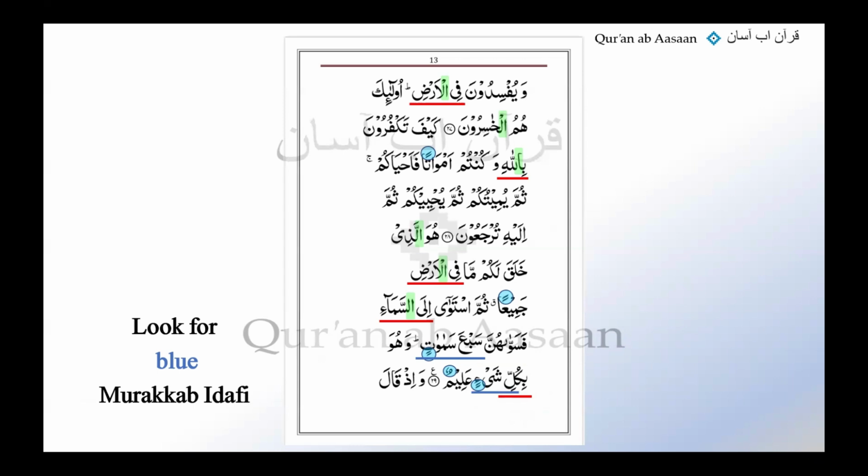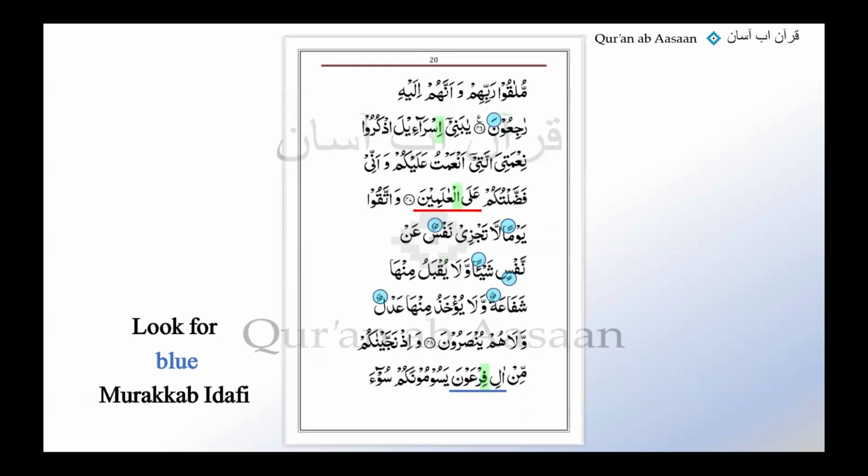All right. Now move on to page number 20. Any other one here? Ali Firauna. This one, yes. Ali, we have already identified it to be murakkab idafi. This one is the no al, no tanween possessed noun, and this is in jar. And we look back, we can see the harf jar min. So this is min Ali Firauna. Excellent. Min Ali is our murakkab jari.